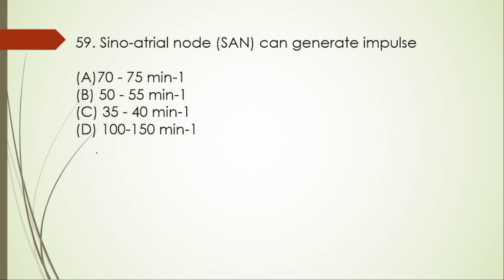For the 59th, sinoatrial node, that is SAN, can generate impulse A. 70 to 75 per minute, B. 50 to 55 per minute, C. 35 to 40 per minute, D. 100 to 150 per minute. So here the right option is 70 to 75 per minute.